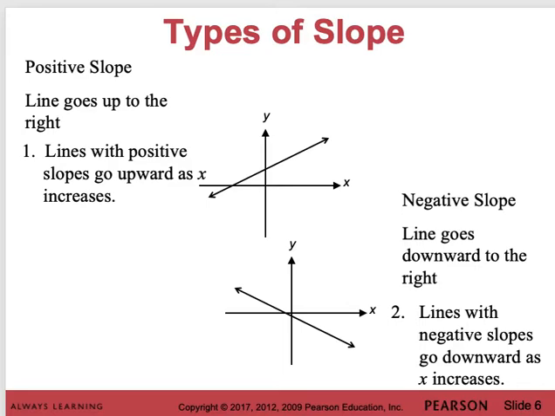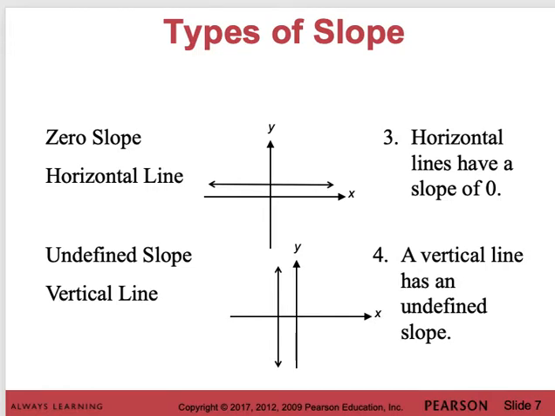So slopes can be positive, slopes can be negative. If the slope is positive and we're reading the graph from left to right, that means the line is increasing, it's going up. If I'm saying the slope is negative and I'm reading the graph from left to right, like we read a book, the slope is going down, so that would be called a negative slope.